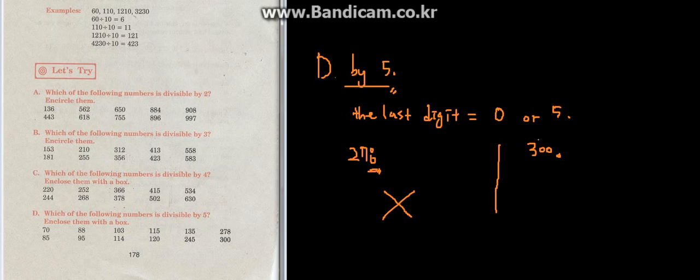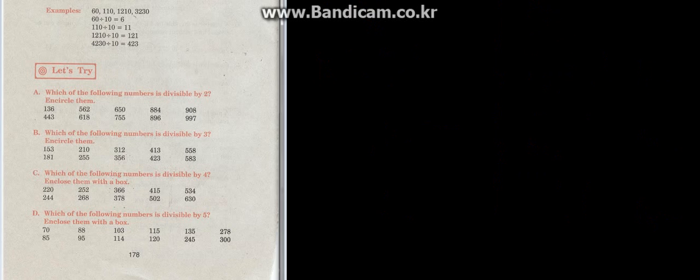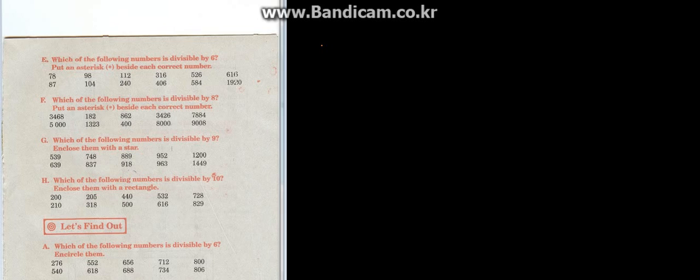Then what about 300? The last digit is 0. Yeah, the last digit is 0. Then 300 is divisible by 5. Then let's move on to question E. Which of the following numbers is divisible by 6?